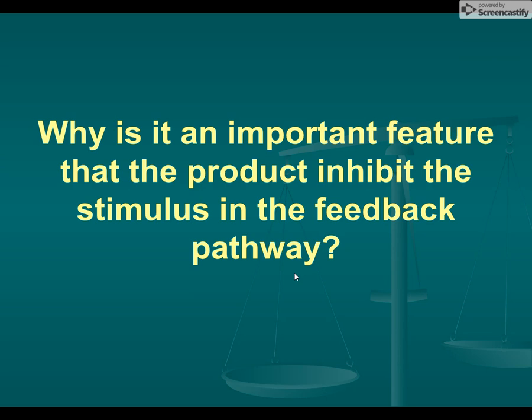And why this is so important to inhibit the stimulus is so that your body can move on to a different stimulus. If you continue to respond to the same stimulus, you may be ignoring something else, or you may not catch that now the environment has changed and you no longer need to respond to that stimulus. So it's important that the product be able to inhibit that stimulus in the feedback pathway.